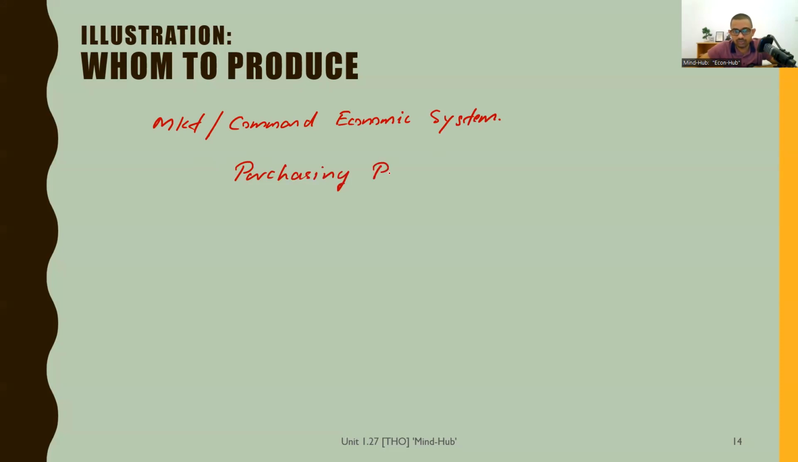purchasing power, right? Purchasing power depends on two things. Purchasing power is your ability to buy goods and services. Okay, it's all about purchasing power. Get it? Ability to buy goods and services. Purchasing power is about two things. What are the two things that decide purchasing power?